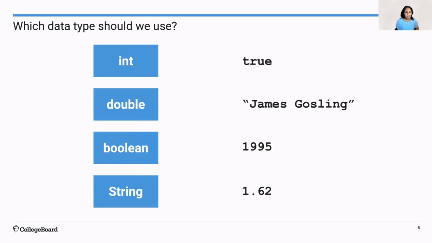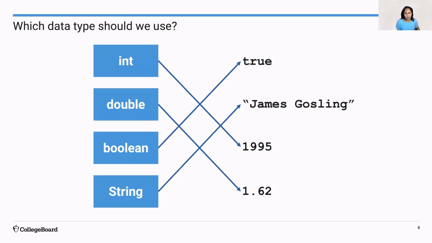So let's practice. I have some example data types here and some example data. An int would probably be the best fit with my 1995 here because it is a whole number. Double, I could assign the 1.62 since that's a decimal number. Boolean would then be my true since that is one of the 2 values that I can use with a Boolean. And then string would be my text here, James Gosling, which is helpful to note those quotation marks. That's what helps tell me that that's a string.